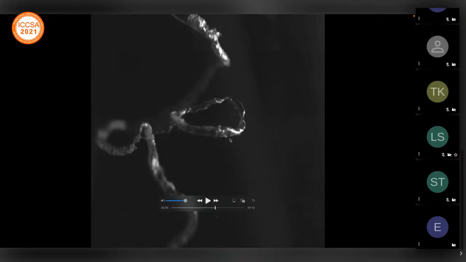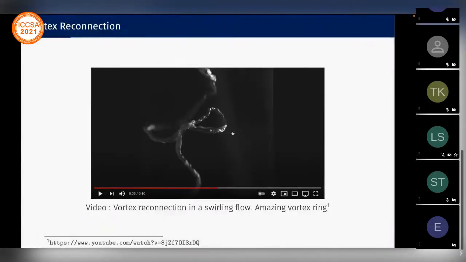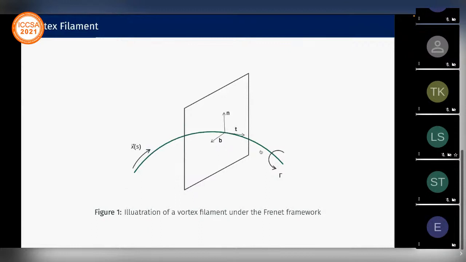In this research, we model this kind of vortex as a thin line called the vortex filament, and gamma will be the circulation of this vortex filament, and this is the Frenet frame of this vortex filament.